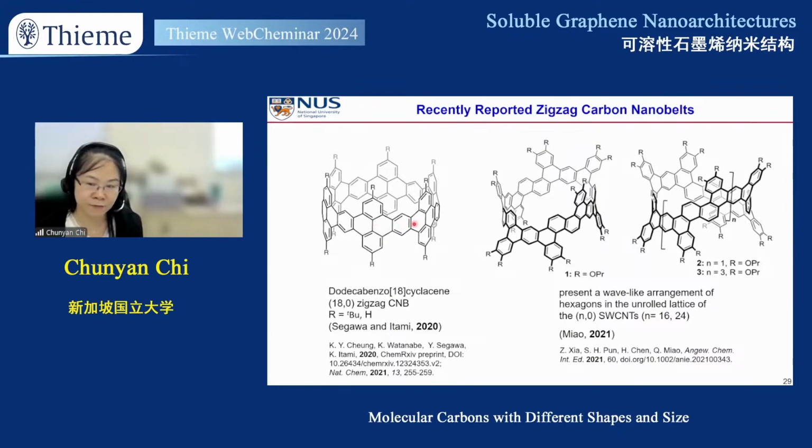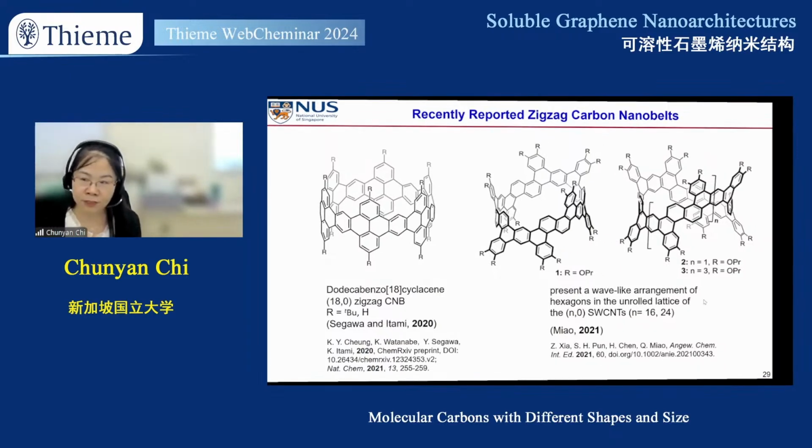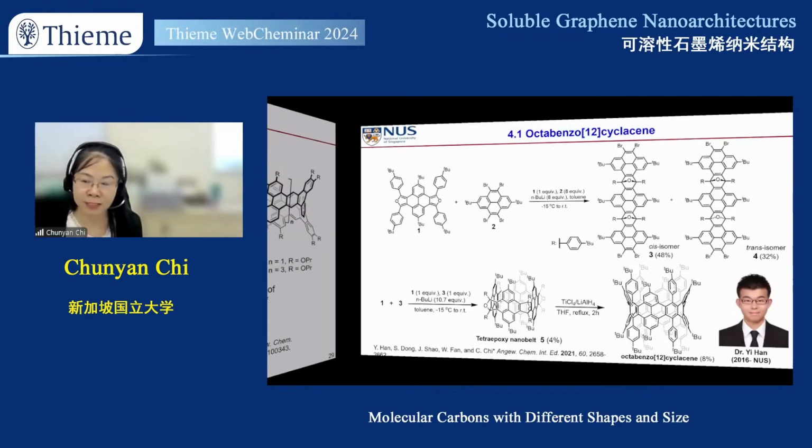The structure is confirmed by a single crystal. In 2021, then Professor Miao reported these two carbon nanobelts, like an arrangement of hexagons in the unrolled lattice of the 16,0 and 24,0 single-wall carbon nanotubes. Now, how to synthesize our octabenzo[12]cycloparaphenylene?